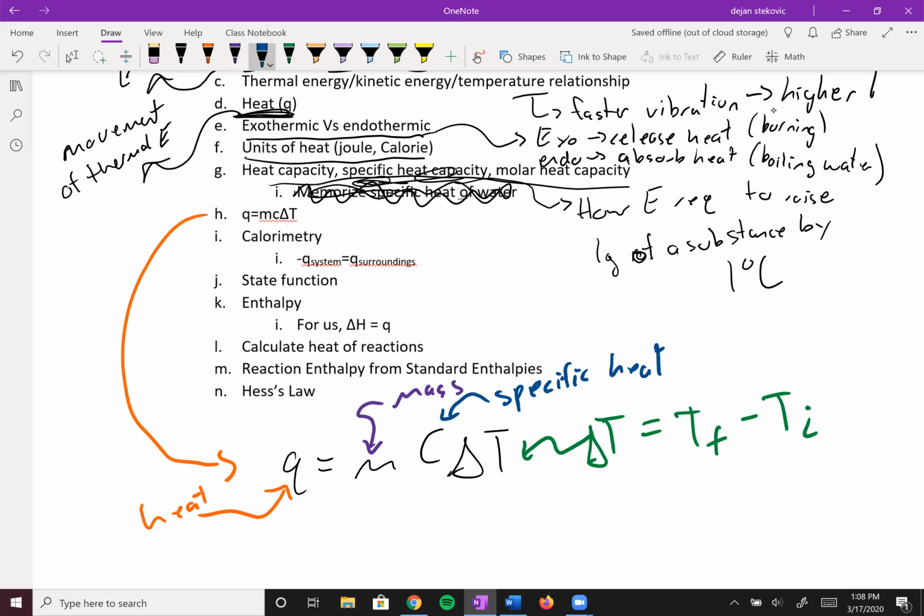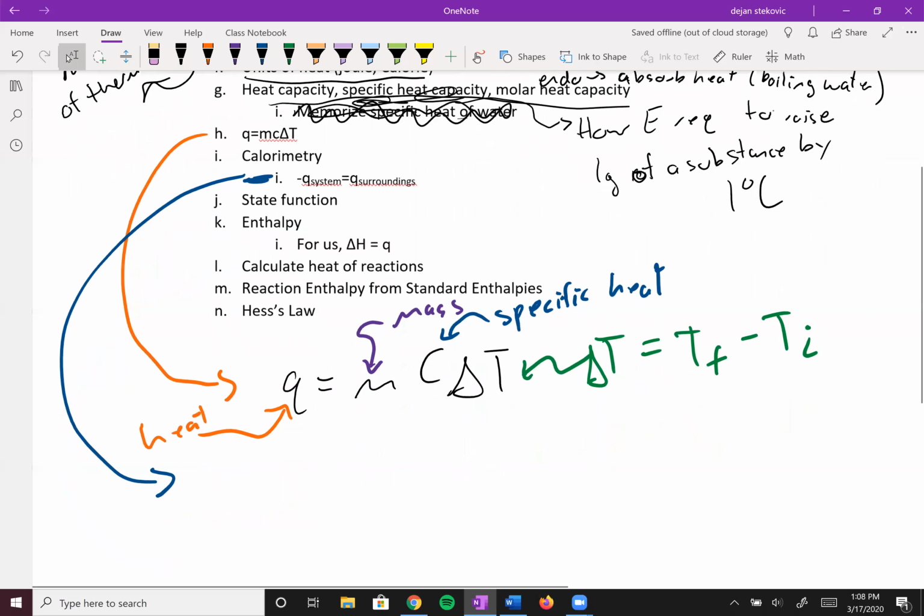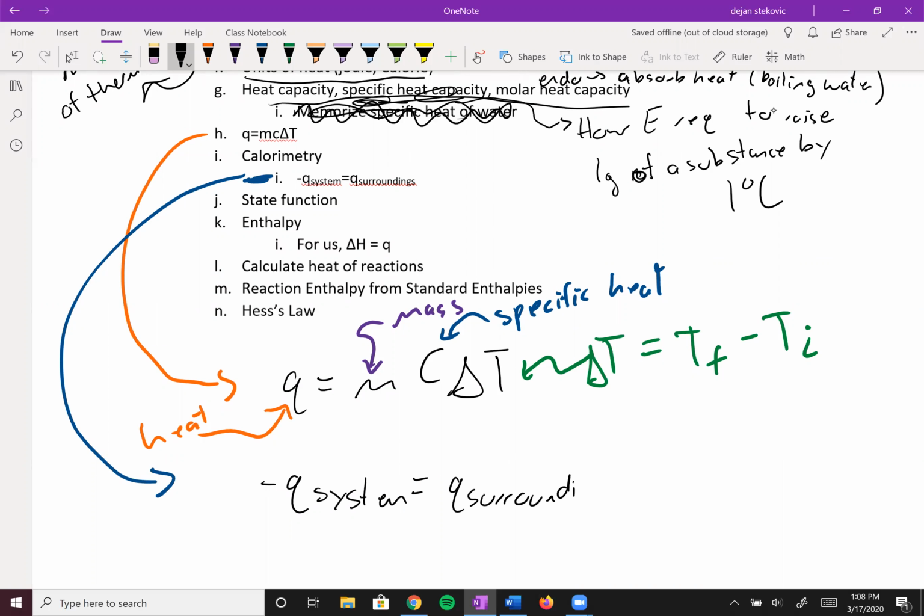The other thing about the problems is that they generally start off with negative Q of the system equals Q of the surroundings, or vice versa. It doesn't matter where you put the negative sign as long as it's only on one of them. What this means is that all the heat gained or lost by the system is gained or lost by the surroundings, right? We can't create energy, we can't destroy energy, so all we can do is transfer it from one place to another.